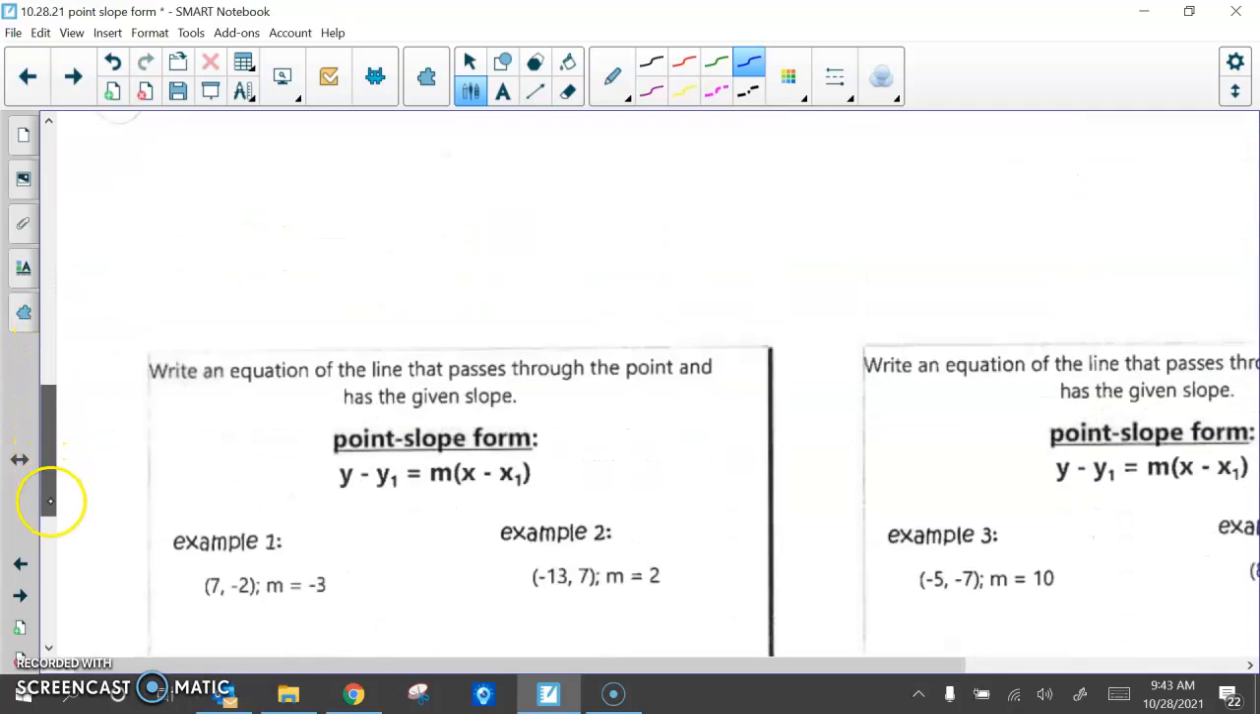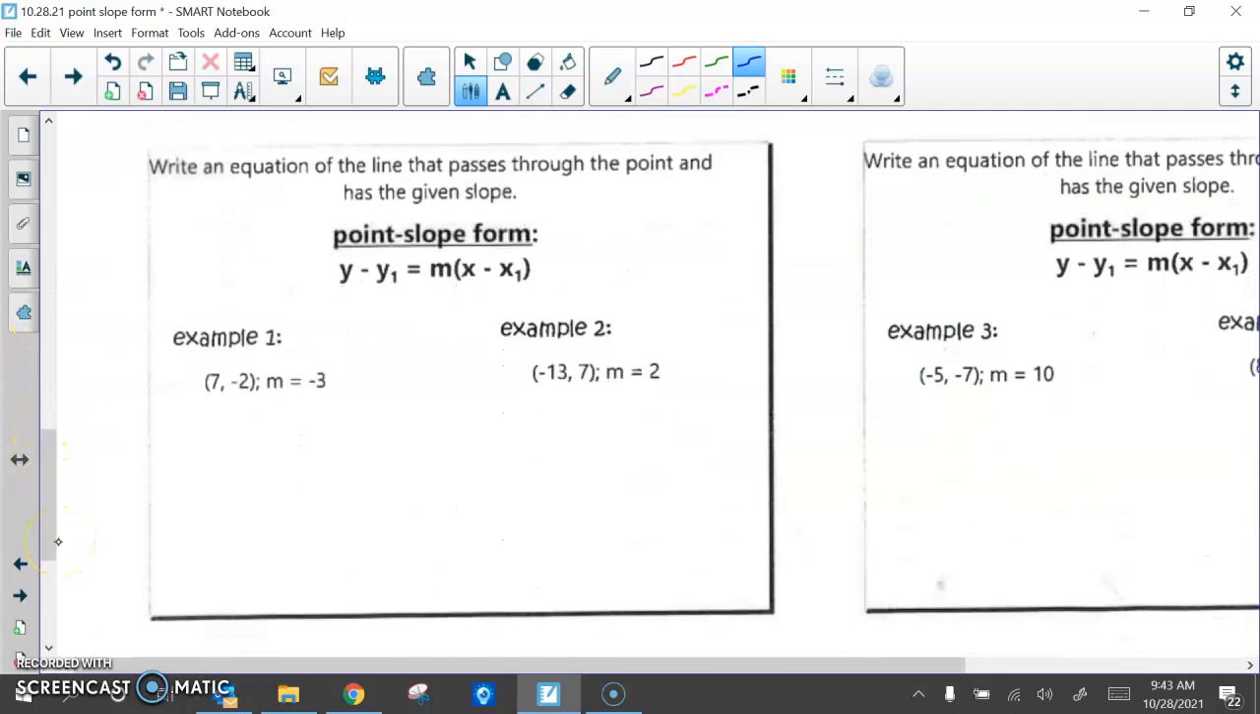Today, it's going to be a little different. So today we're using the point slope form, which means we need a point and we need a slope. And so for all the examples we're going to do today, I'm going to give you a point and I'm going to give you the slope. And then we're just going to use this formula.